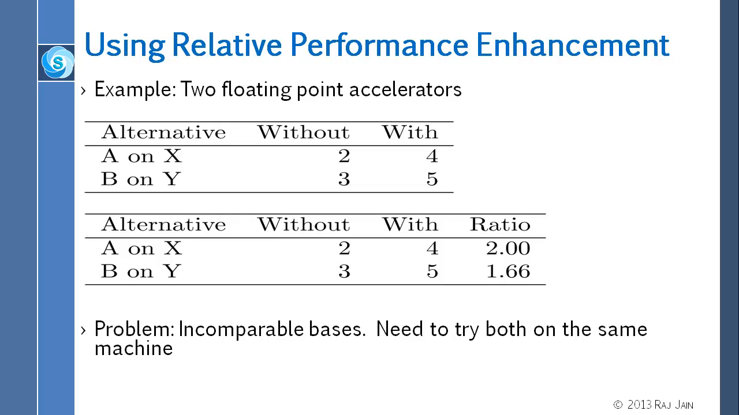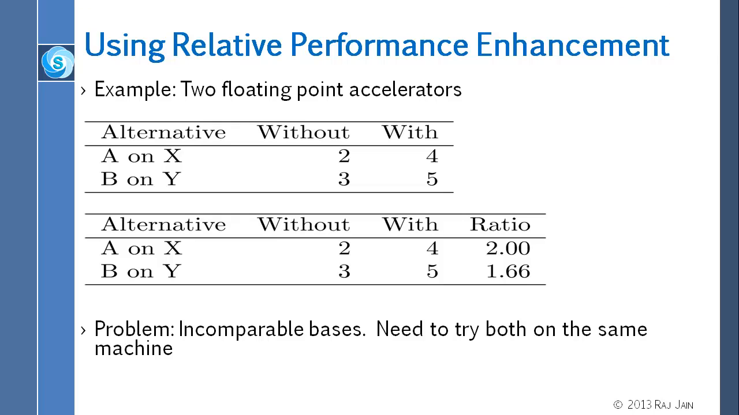Another way of saying the ratio is in the metric is that you are measuring a floating point accelerator, and you say, well, when I used accelerator A on machine X, the performance went up by a factor of 2. It went from 2 to 4. When I used accelerator B on machine Y, not on X, its performance went from 3 to 5. Now the ratio with A was 2, with B it is 1.66. So which accelerator is better? Obviously with this data you would say A is better, right?